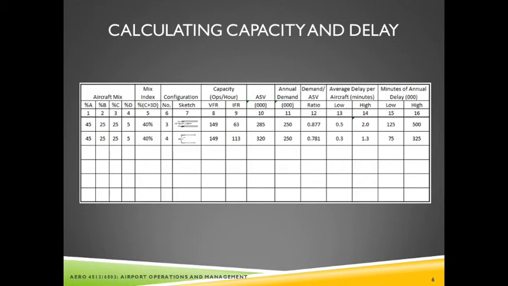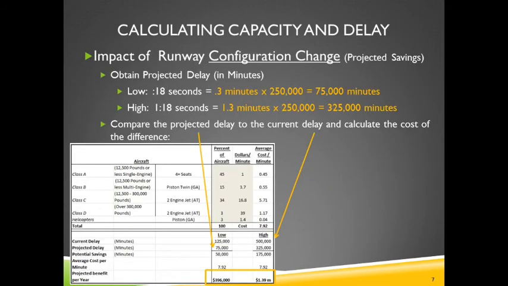Plot that information on our spreadsheet, and from there we take the estimated minutes of annual delay and transpose that onto our other spreadsheet, and you see that we put the projected delay right underneath our current delay. We subtract the two and we come up with our savings in minutes. So with constructing, instead of having intermediate parallel runways, a new FAR parallel runway, we would have this potential savings in minutes.